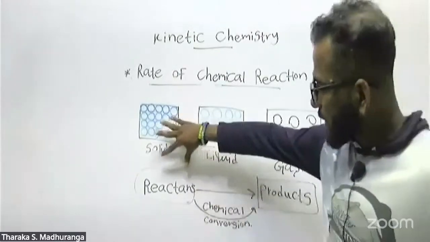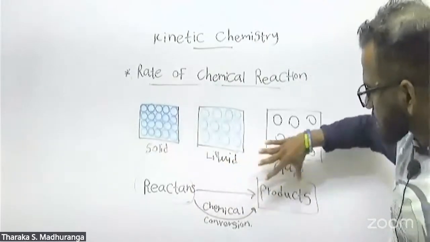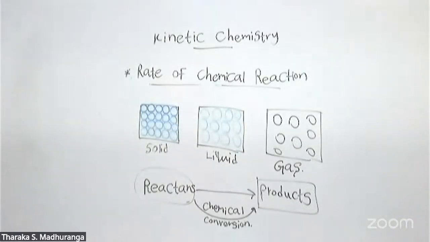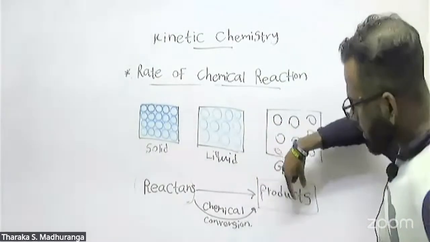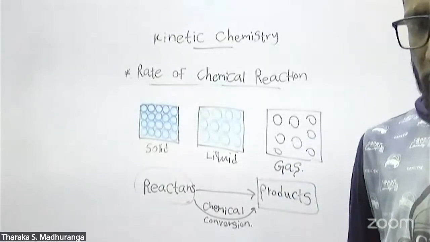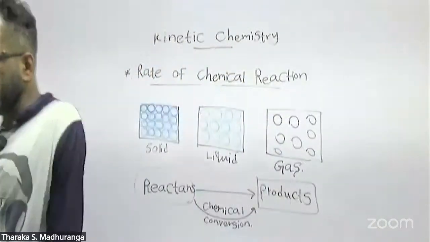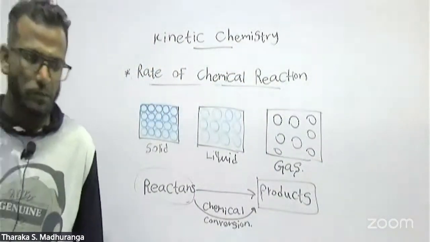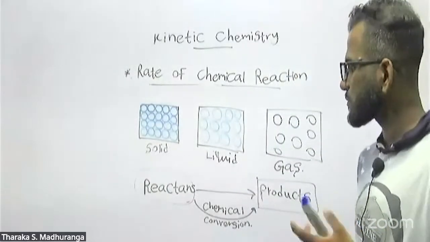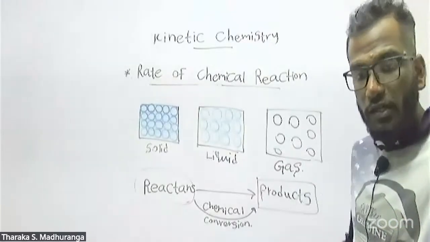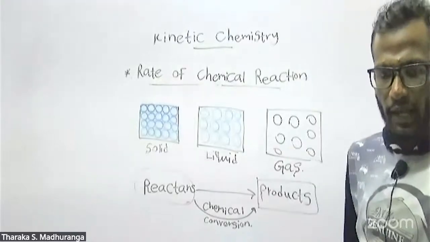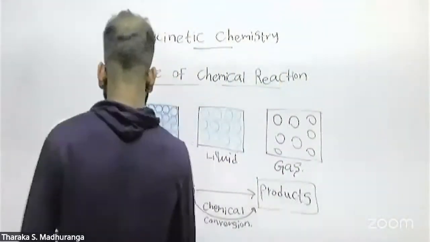Okay, write down: reactants by a chemical conversion convert into products. That's the base. By a chemical conversion convert into products, that's the simple idea of a chemical reaction. Simple thing, chemical reaction is that.